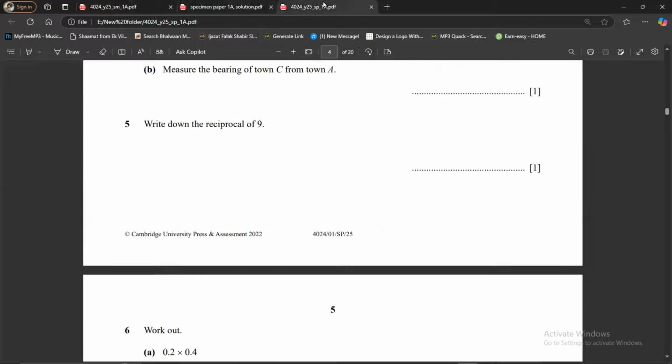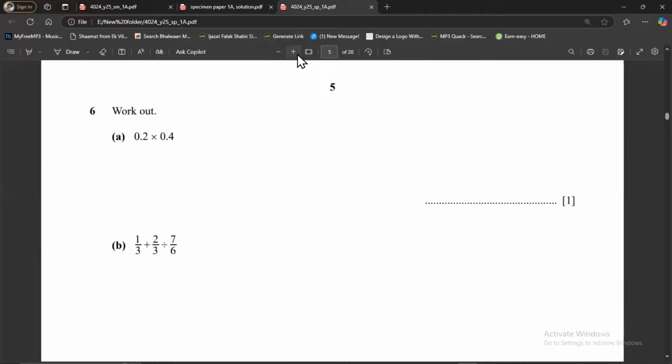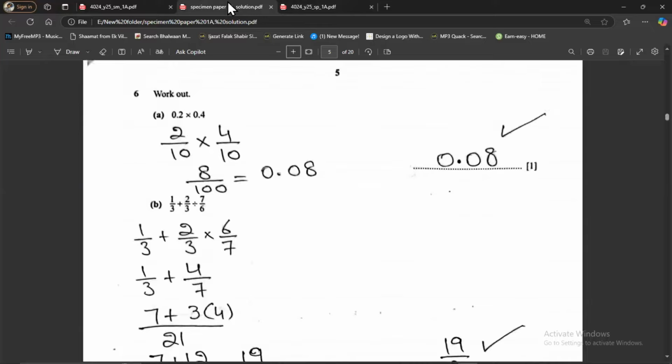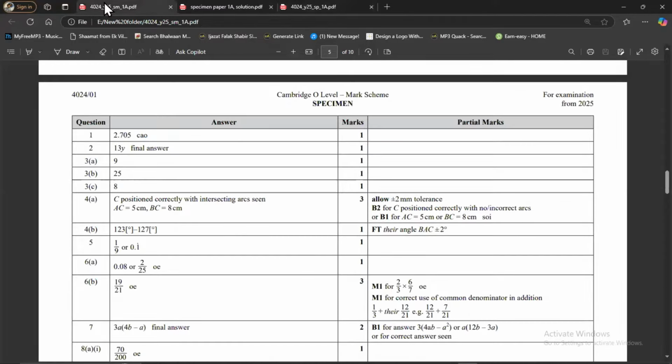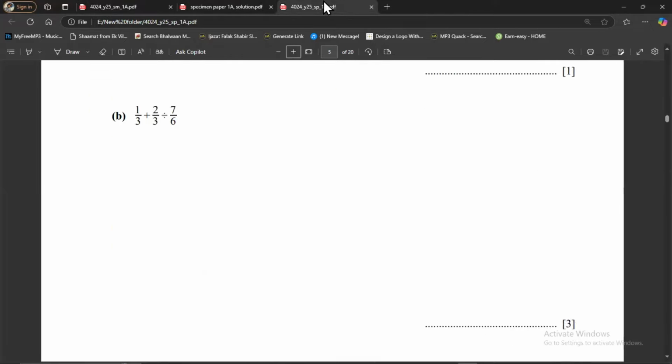Very simple, straightforward question. Okay, so we have now the question number 6 on your screen. 6A part, he says 0.2 multiply 0.4. So my methodology to do these kind of questions is I remove the decimal fraction. So it will become 2 by 10 multiply 4 by 10. So it's 8 by 100. So I will move the decimal 2 steps to the left. So my answer will be 0.08. 0.08 is the answer, sir. That is right answer.